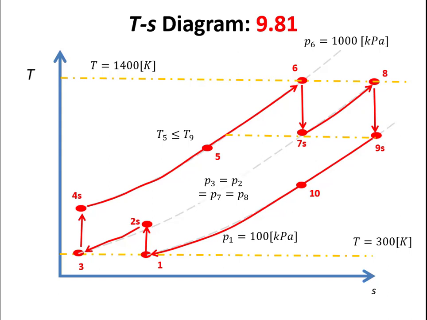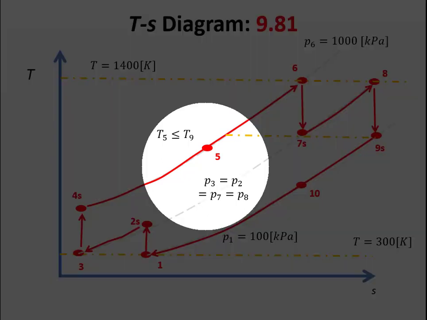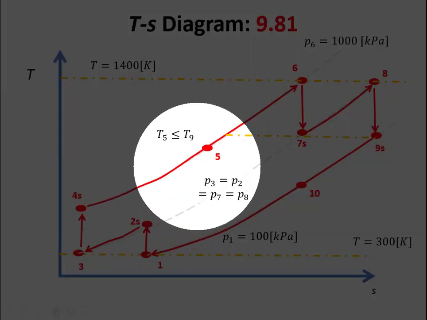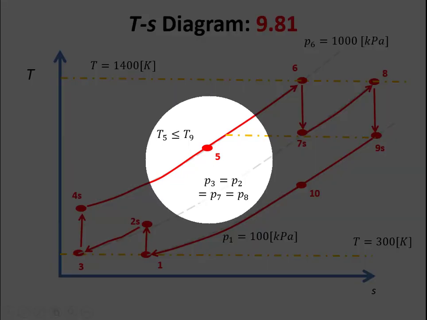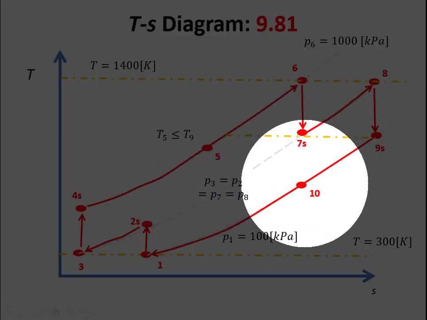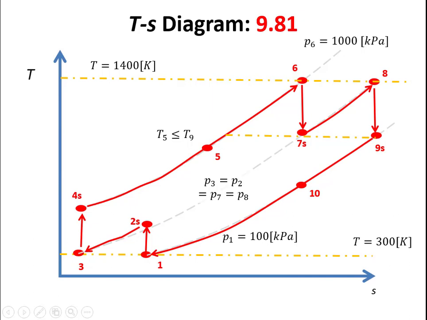But I do also know that in order to preheat my fluid from state 4S all the way up to state 5, I also have to cool this exhaust gas from 9 down to 10. So I'll put state 10 on my TS diagram as well.